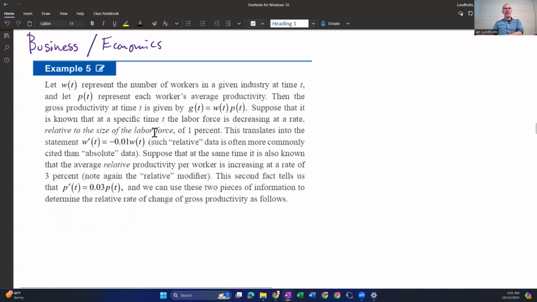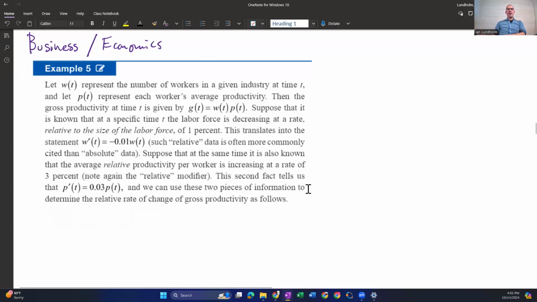And this is the kind of data that's more commonly cited than absolute data, especially when you're working at an entire country's scale of workforce or something like that. I guess here we're working in an industry. Suppose that at the time it's also known that the average relative productivity is increasing at a rate of 3%. Great. That second fact would tell us that the rate of change is proportional to the amount at that certain time. So yeah, that's good.